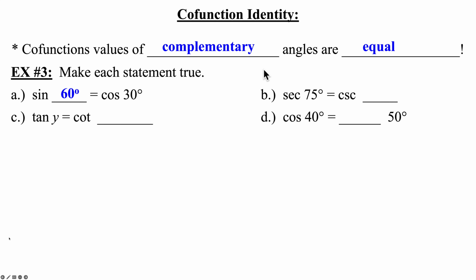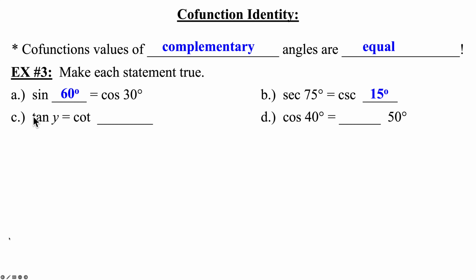B, here we have secant of 75 degrees. We're going to cosecant. Take the existing 75, subtract it from 90. 90 minus 75, 15 degrees. So cosecant of 15 degrees is equal to secant of 75 degrees.